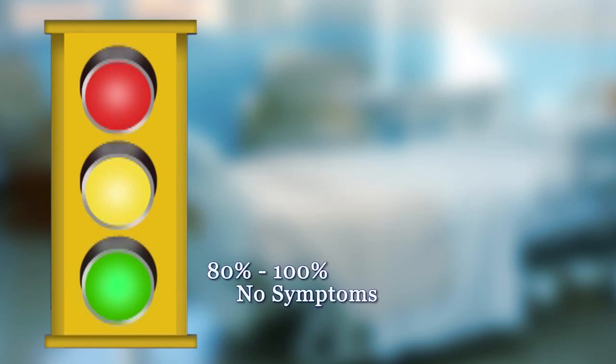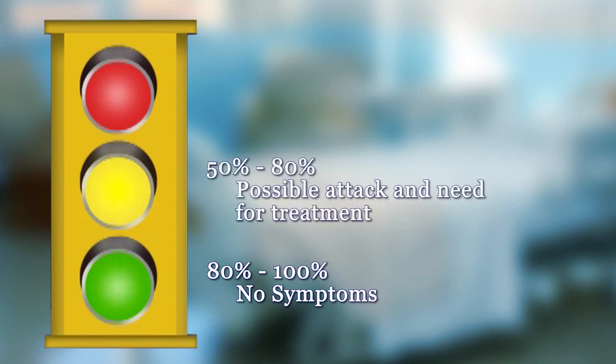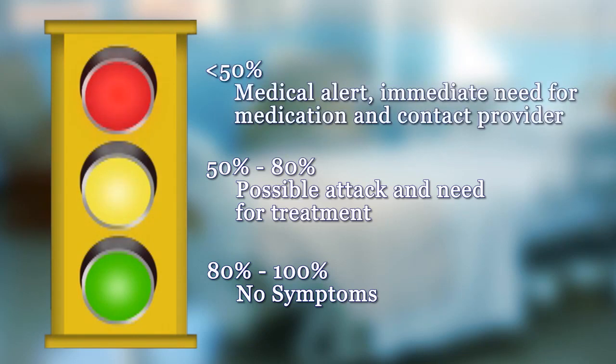A measurement in the green zone represents 80 to 100% of the patient's personal best. This means no asthma symptoms are present. A measurement in the yellow zone falls between 50 and 80% of the patient's personal best. Caution is in order. The patient may be having an attack and need treatment. A measurement in the red zone, falling below 50% of the patient's personal best, leaves no room for doubt. It signals an alert for which she should notify the provider immediately.